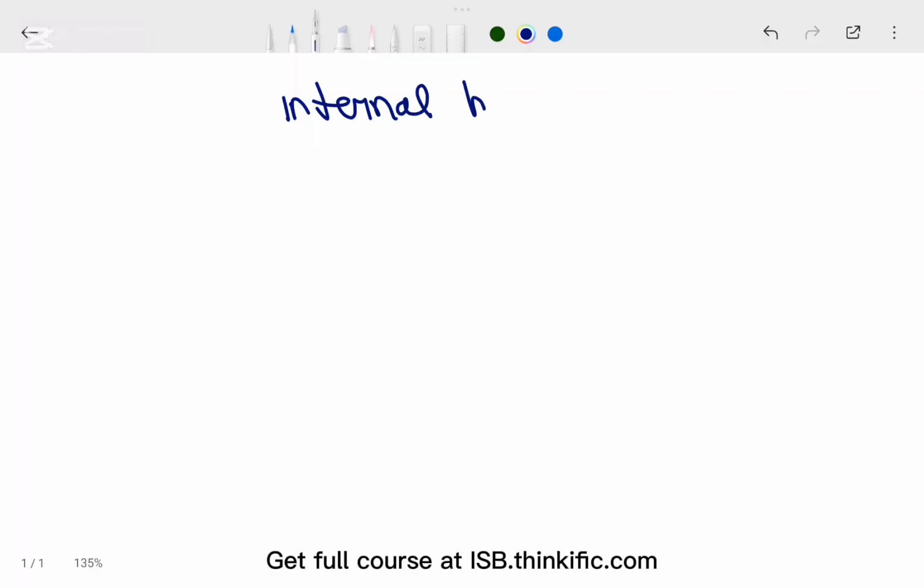Internal hernia. What's an internal hernia? You know hernia, what's the definition of a hernia? A hernia is protrusion of an organ or part of an organ outside its normal anatomical containing cavity, outside the boundaries of its anatomical cavity.